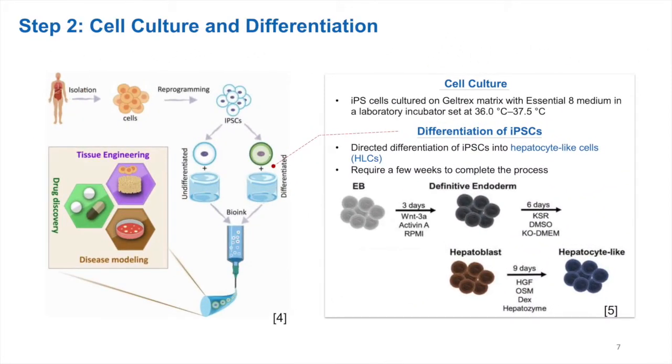The iPSCs are first cultured on Geltrex matrix with Essential 8 medium in a laboratory incubator set at 36 to 37.5 degrees Celsius. Next, the directed differentiation of iPSCs into hepatocyte-like cells is performed according to the schematic shown on the bottom right, where iPSCs are first cultured in endodermal induction media, then in hepatoblast induction media, and finally in hepatozyme media. The completion of the entire process takes a few weeks.